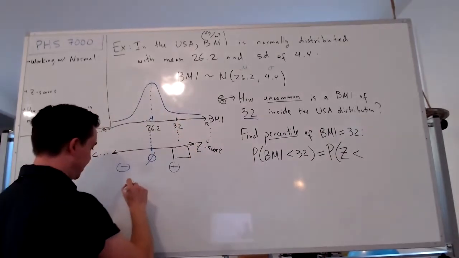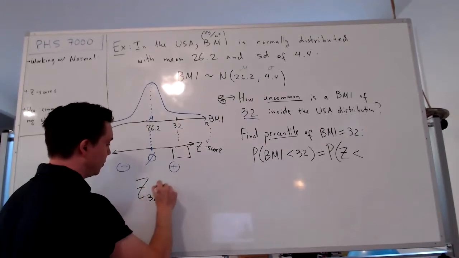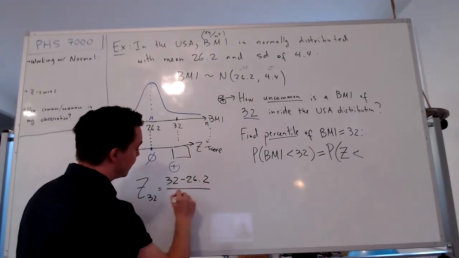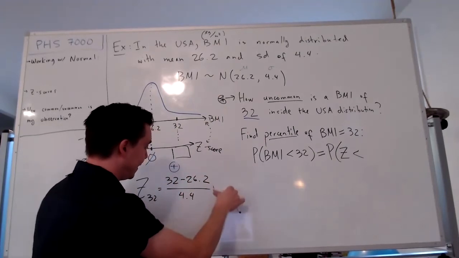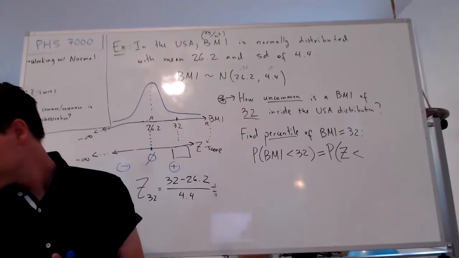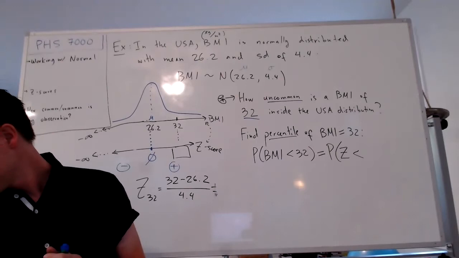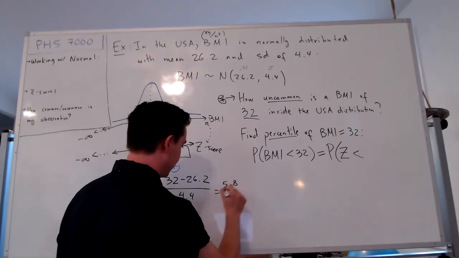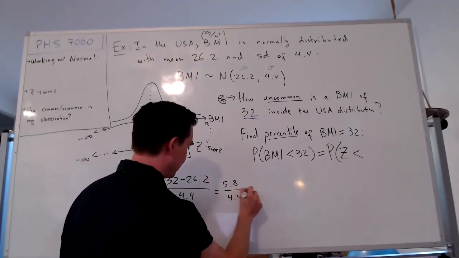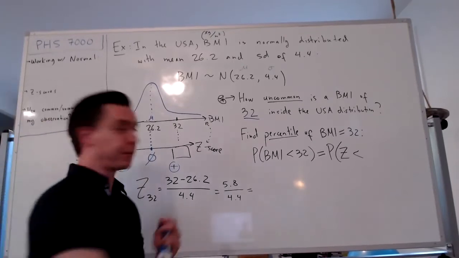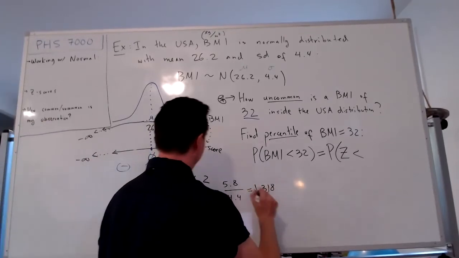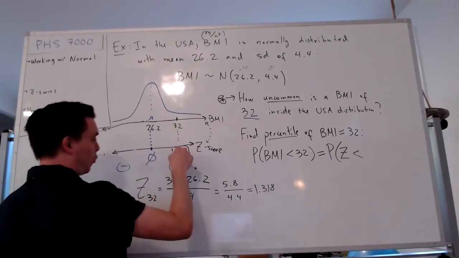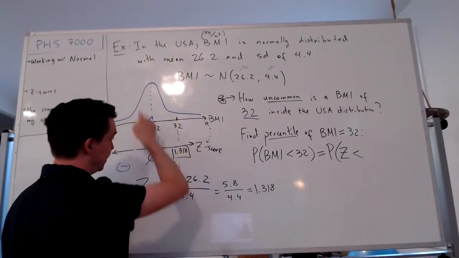Find the Z-score. I know how to find the Z-score. I'm going to take 32, subtract the mean, and divide by the standard deviation. And this computes out to 5.8 over 4.4, which is 1.318. So 32 is 1.318 standard deviations above the mean.